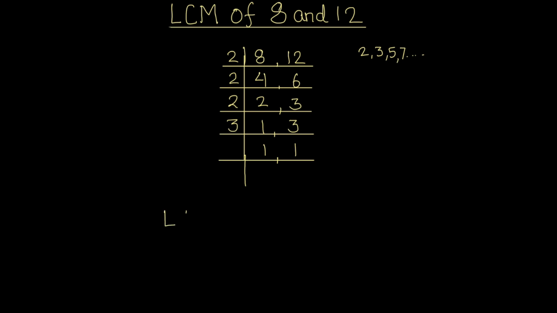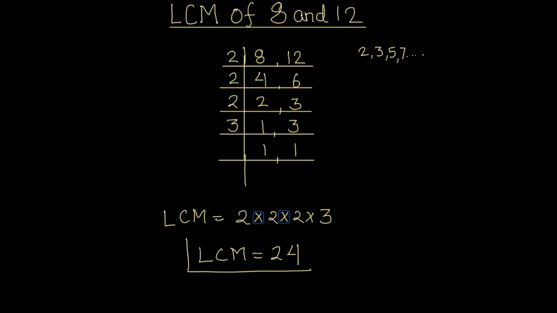To find the LCM of the two numbers, we are going to take the product of all the numbers which are on the left hand side of the ladder, which is 2 times 2 times 2 times 3. So the LCM of the two numbers 8 and 12 is 2 times 2 is 4, 4 times 2 is 8, 8 times 3 is 24. So the LCM of the two numbers is 24.